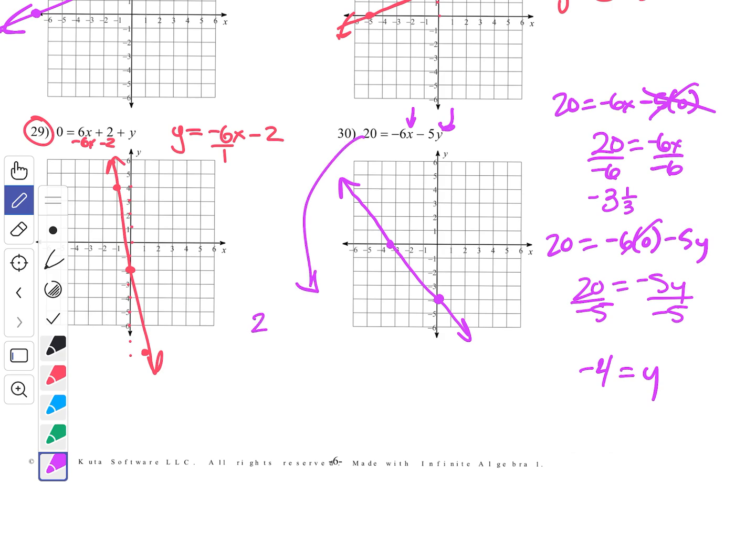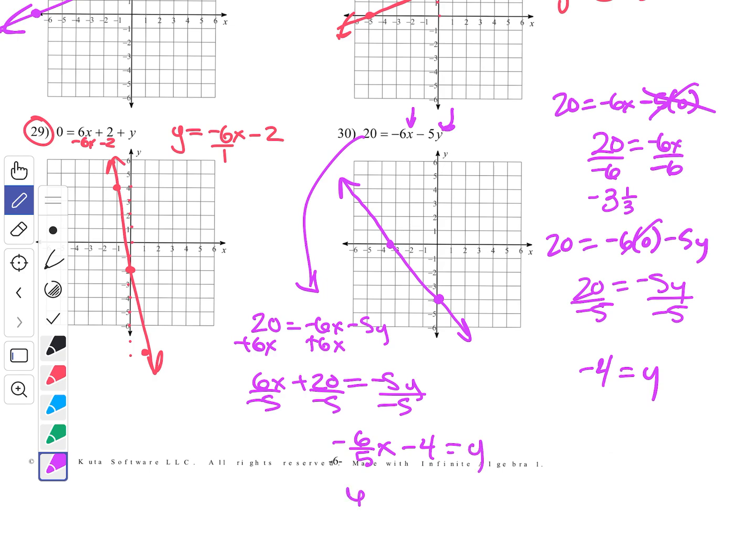Okay, I could still change that to slope-intercept form by adding 6x. Getting 6x plus 20 equals negative 5y. Divide by negative 5. And I would get negative 6/5 x minus 4 equals y, or y equals that. Y-intercept of negative 4. Boom. We're going down 6 to the right 5, or up 6 to the left 5, which basically you can see that same pattern.